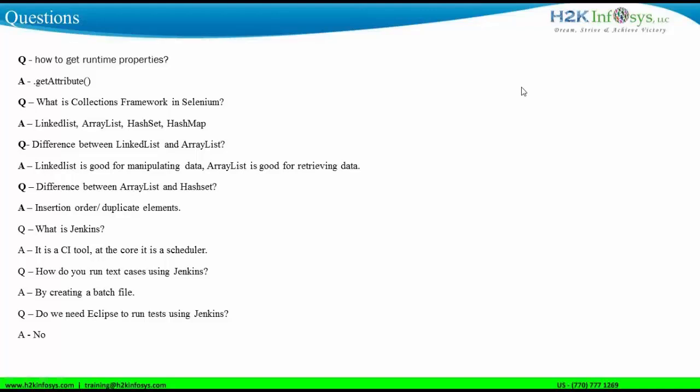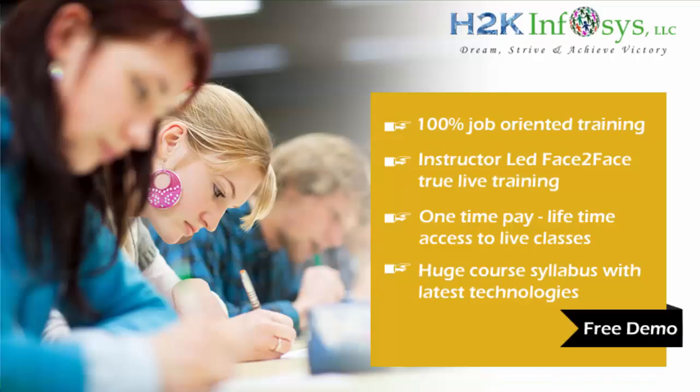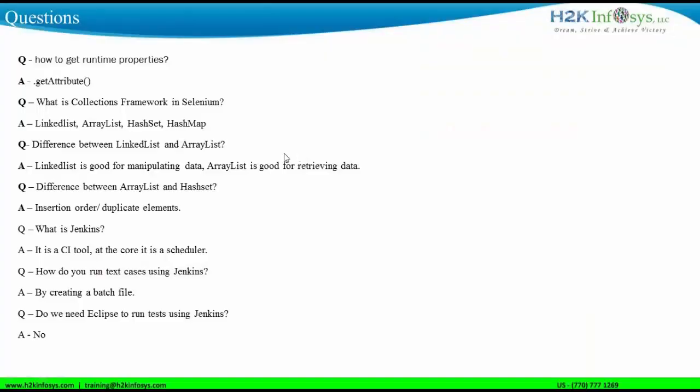Secondly, the second question which may be asked to you is, what is the difference between linked list and array list? The difference is, linked list is good for manipulating the data. Of course, you can dig deeper and find out how the data is stored inside them, but there is no need to go into that much detail. You just must know that linked list is good for manipulating the data. If you want to modify the data, you should use linked list. If you just need to access or retrieve the data, you should use array list. That is one big difference between linked list and array list.